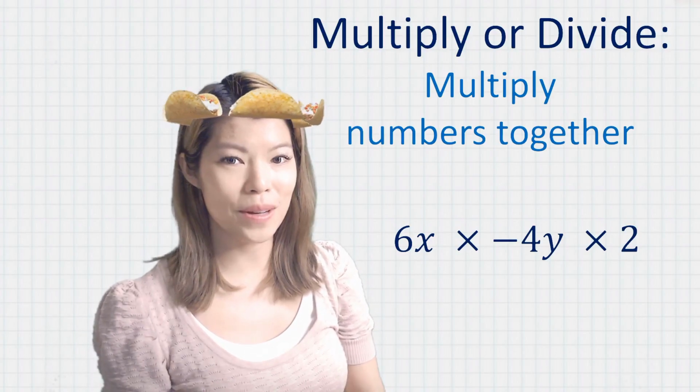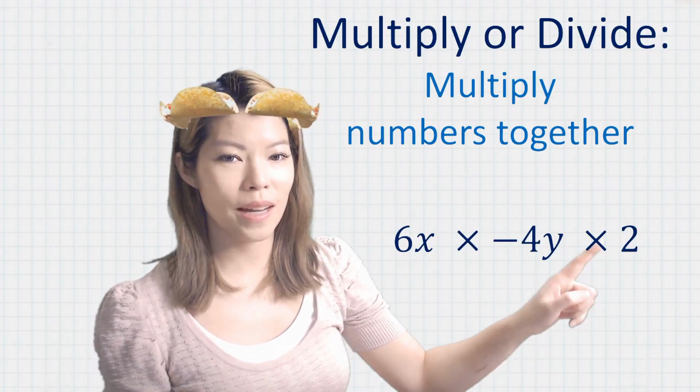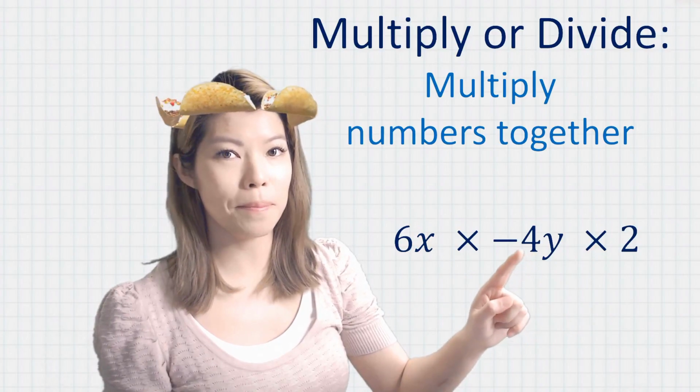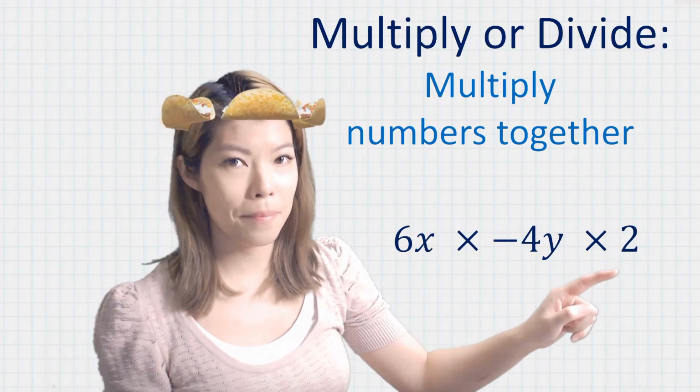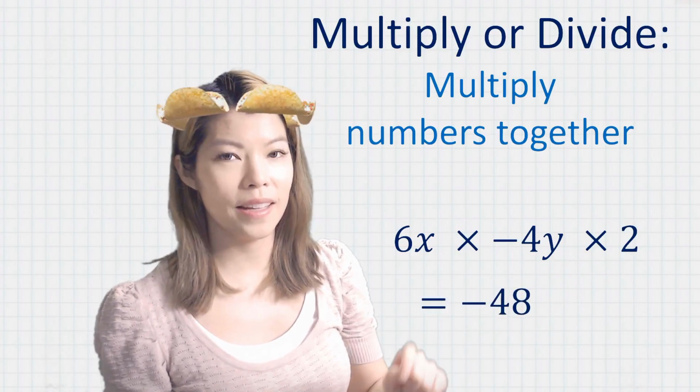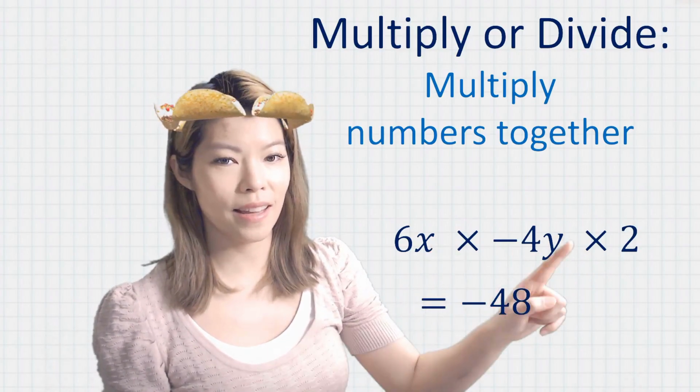Let's do one more. 6x times minus 4y times 2. So 6 times minus 4 is minus 24. Minus 24 times 2 is minus 48. And then the variables or the letters, x and y.